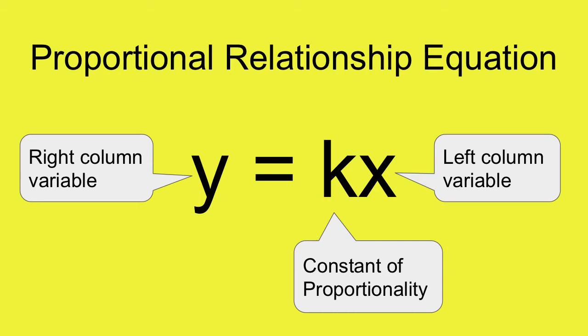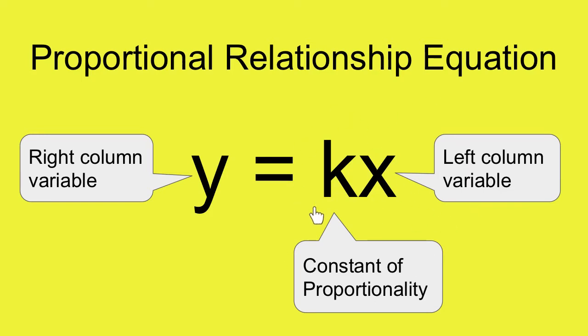All of these are proportional relationship equations. Proportional relationship equations look exactly like this: y equals kx. y is the right column variable in the table, or if the table is across, that would be the bottom. And x is the left column of the table, or if it was going across, it would be the top.